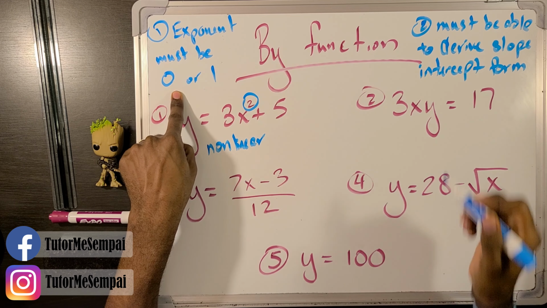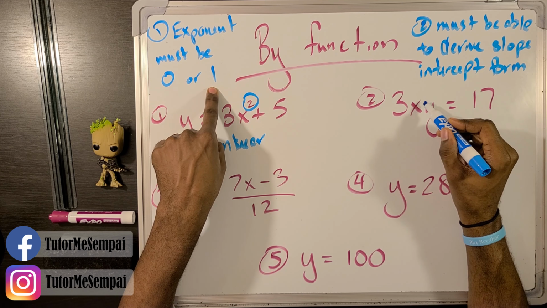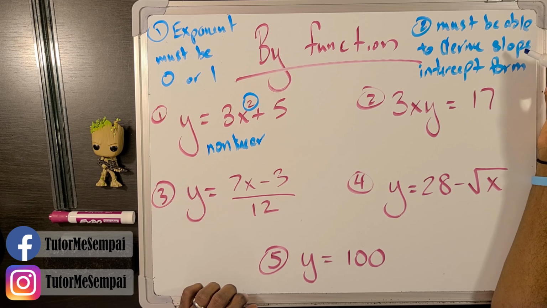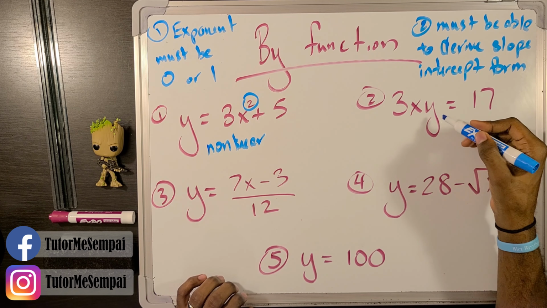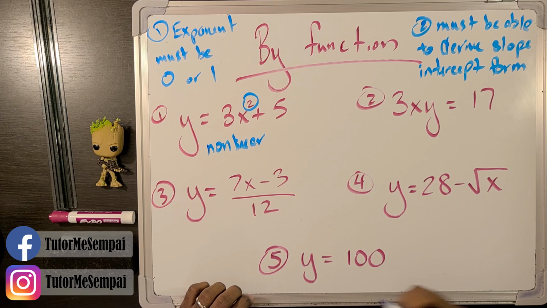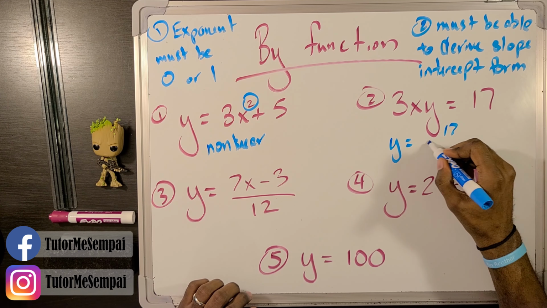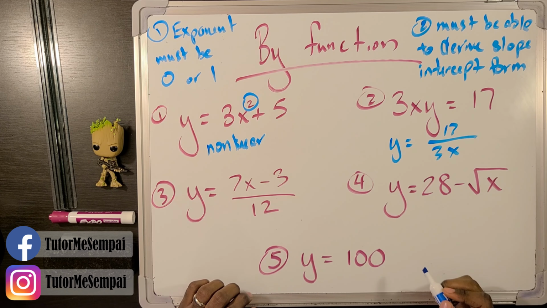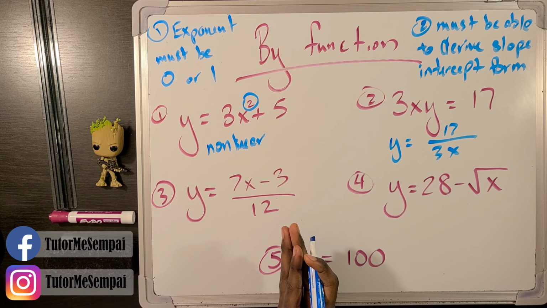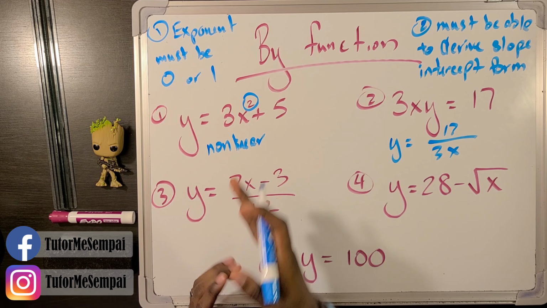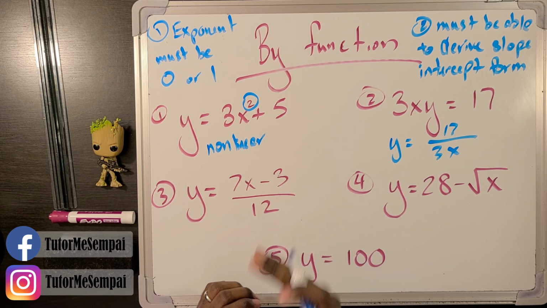Well, it seems like our exponent is only 1, right? However, when you try to write this in slope-intercept form, you're going to see you're going to have an issue. You have to get y by itself in slope-intercept form. And when you do that, you get y equals 17 over 3x. Now, is this in slope-intercept form? Not quite. And you also see it violates our number 1 rule.